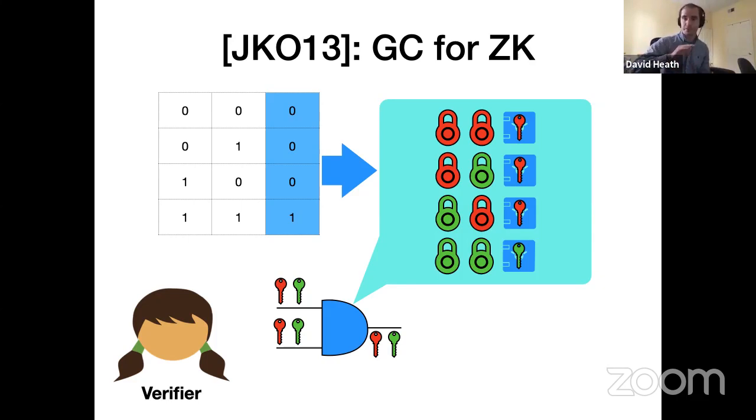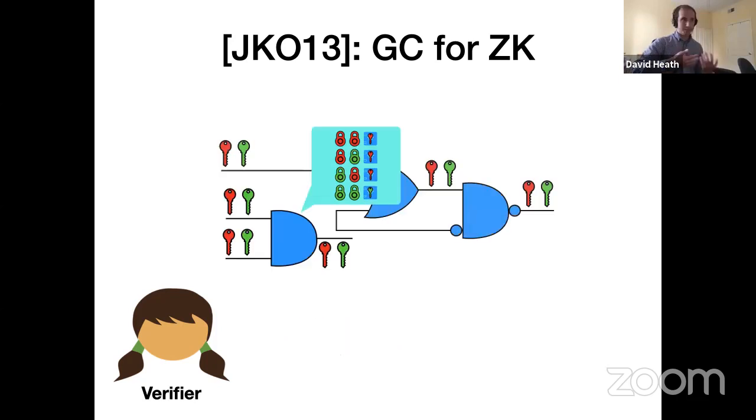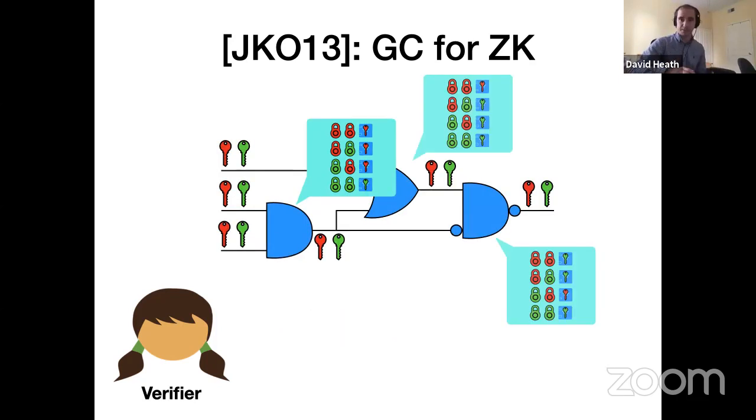And the important point for zero knowledge is that although Bob will know all of the clear text values on all the wires, he will not be able to know what the encryption of the other color wire looks like. Okay. So Alice constructs these tables for each of the gates in the circuit.